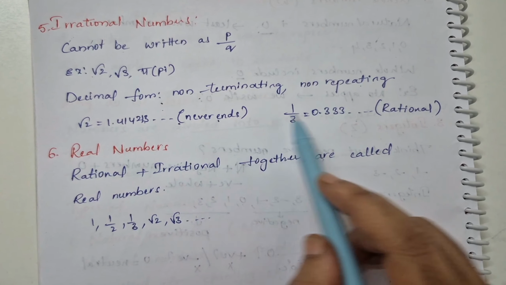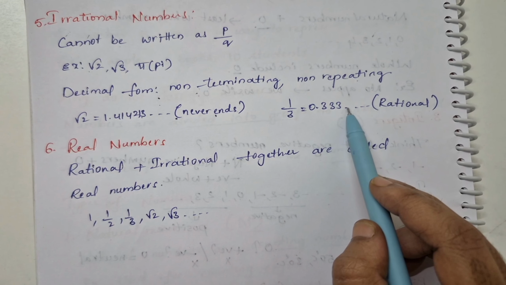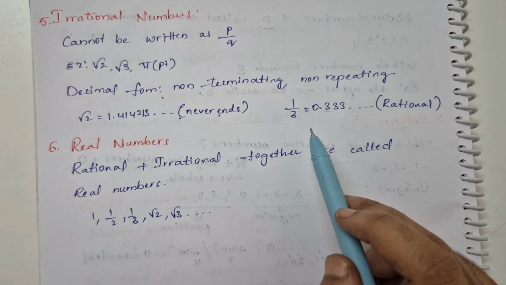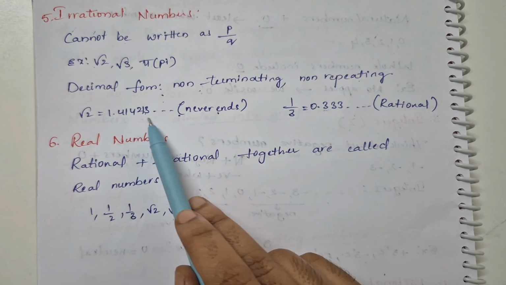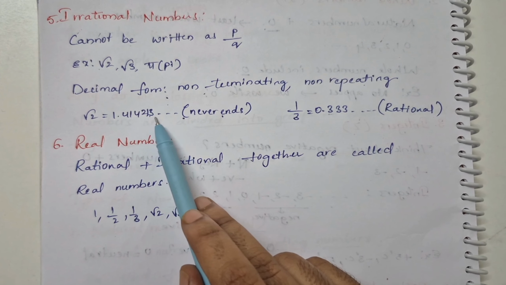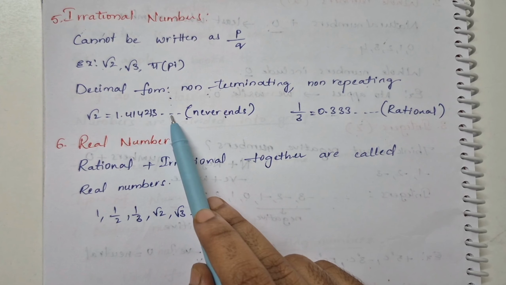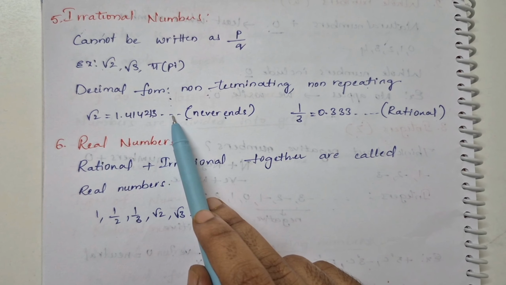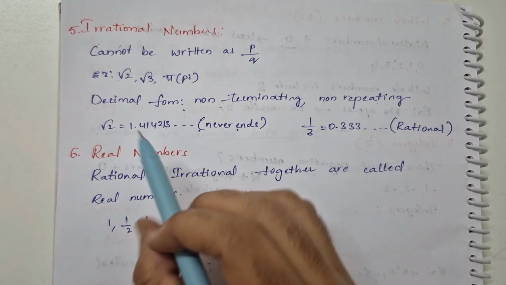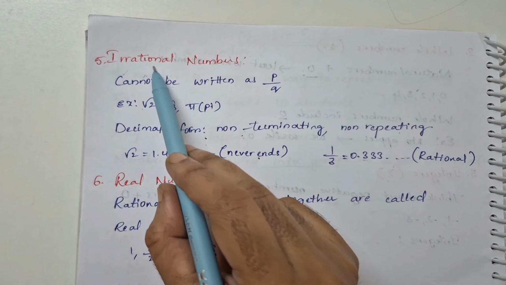If you observe 1 by 3, here we are getting the decimal form as 0.333. The only digit repeating here is 3. That means it is following a certain pattern. If you observe here, there is no certain pattern. Root 2 equals 1.414213. That means no pattern is repeating here. So these decimal forms are non-terminating and non-repeating decimals, and we call these decimal forms as irrational numbers.